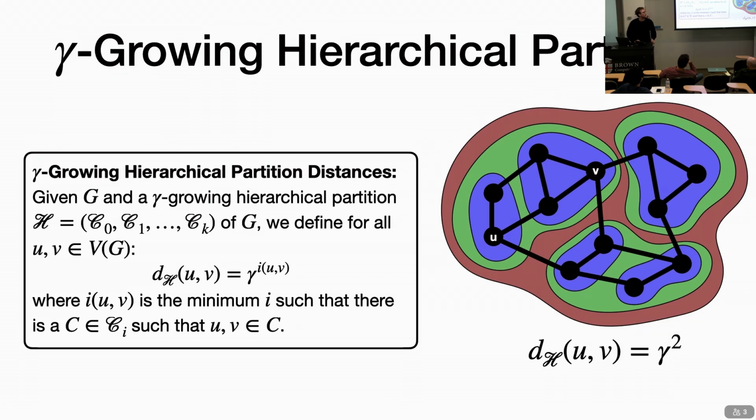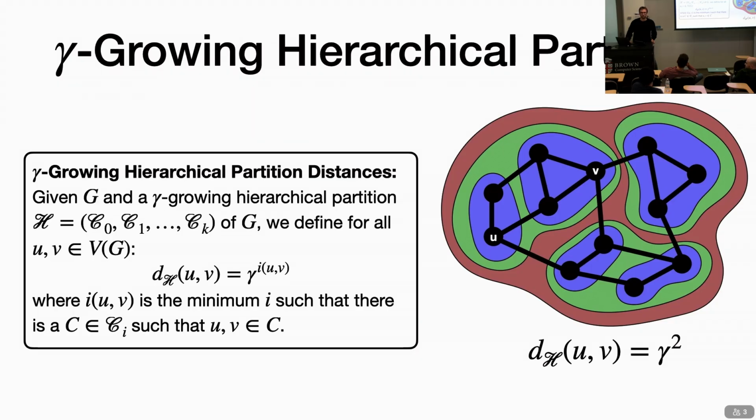And so then how do we actually define distance in these hierarchies? Well, if you see in the picture on the left, the distance between U and V, to find that, we're just going to look at what's the smallest cluster that contains both of them. You can see it's the green one. The green one's going to be the cluster at level 2, and so their distance is just going to be gamma squared. And that's what this text says.